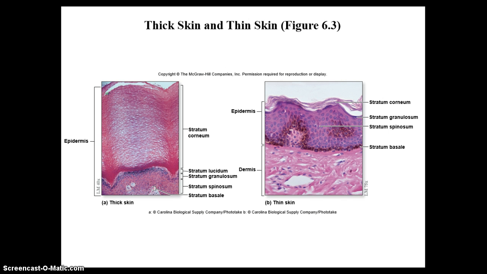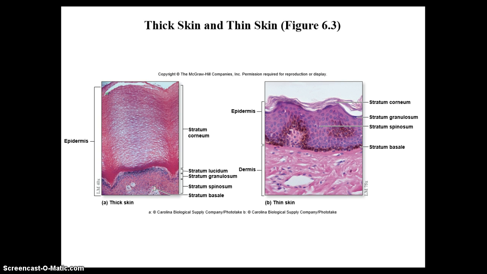There are 2 types of densities of the skin. There is thick skin and there is thin skin. Thick skin is only found on your palms, your feet, your fingers, and your toes. Thick skin has all 5 layers of the epidermis. This includes the stratum lucidum. Thick skin has sweat glands but no sebaceous oil glands, and there is no hair in thick skin. The stratum corneum in thick skin is much thicker.